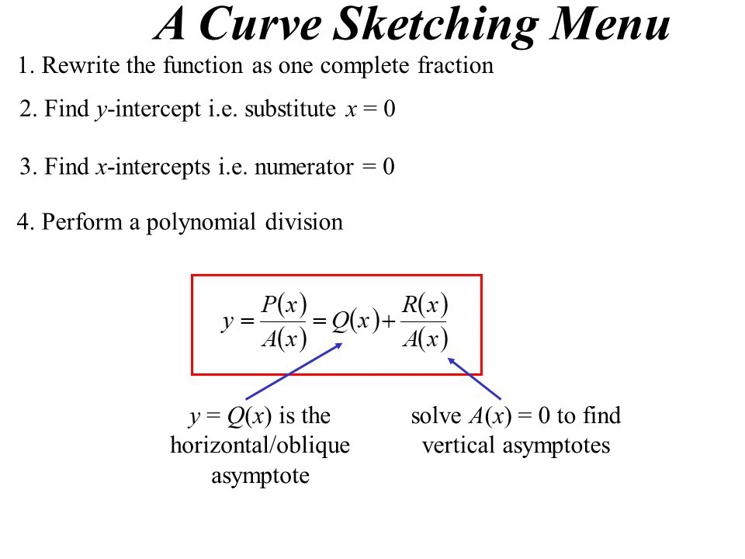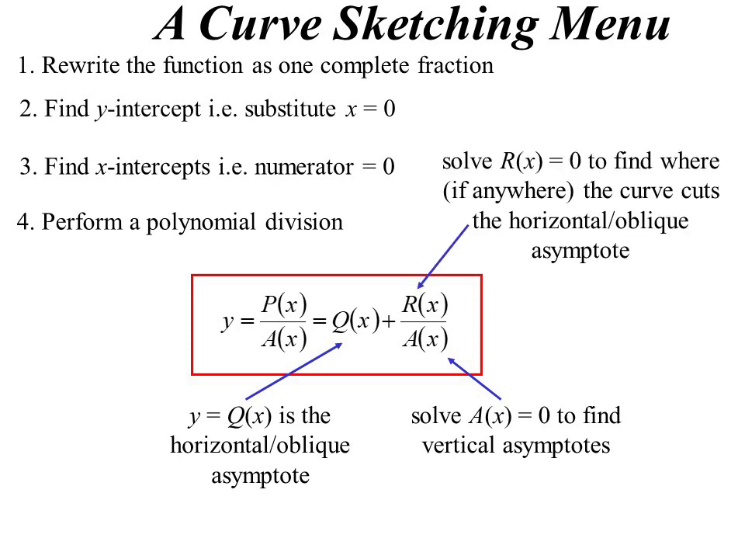Remember, the horizontal or the oblique asymptote is just telling you what happens out at the extremities of the graph, what happens at positive infinity and minus infinity. And the final piece of information is to do with the numerator. Because unlike vertical asymptotes, curves can cut horizontal and oblique asymptotes. How do we find out where? Well, it's when that top of the fraction, that remainder equals 0. If that's got a solution, then that's where it will cut the horizontal or the oblique asymptote.